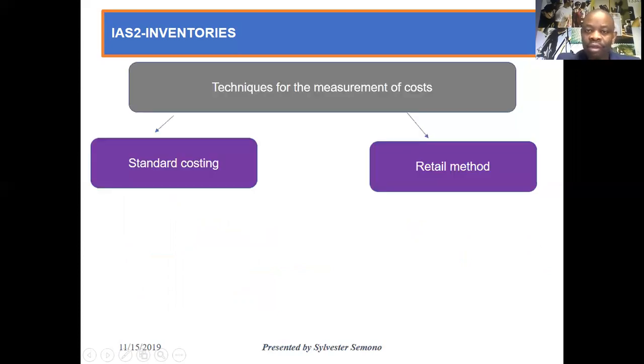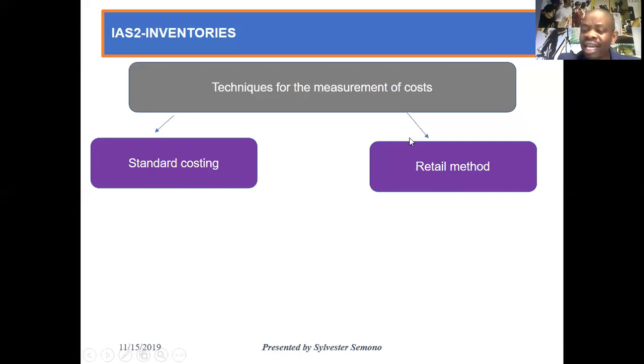The techniques and methods to measure all the costs sometimes use standard costing. Remember, standard costing is very much important. So you can use standard costing where we use those variances. Remember the material price variances, the material quantity variances, the material mix, all those variances can be used in order to calculate the cost of our inventory.